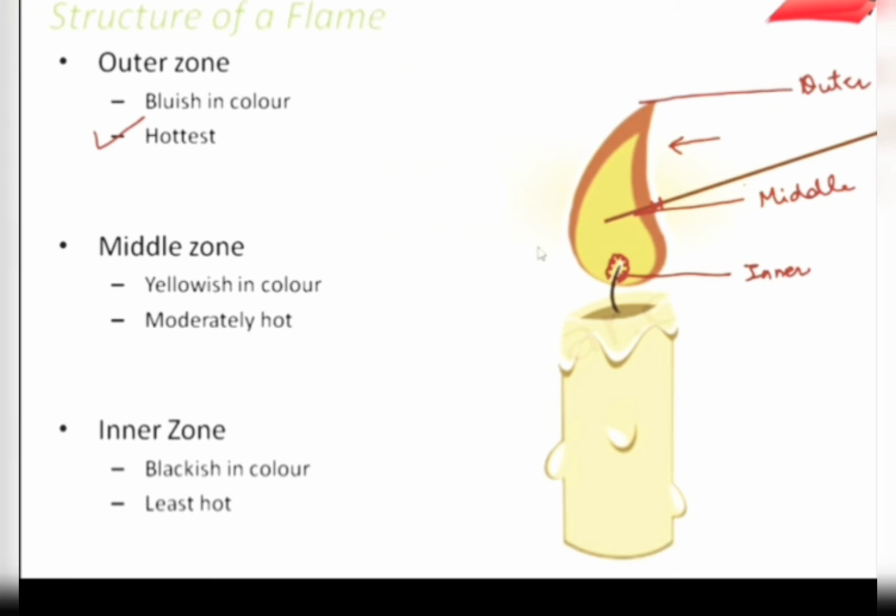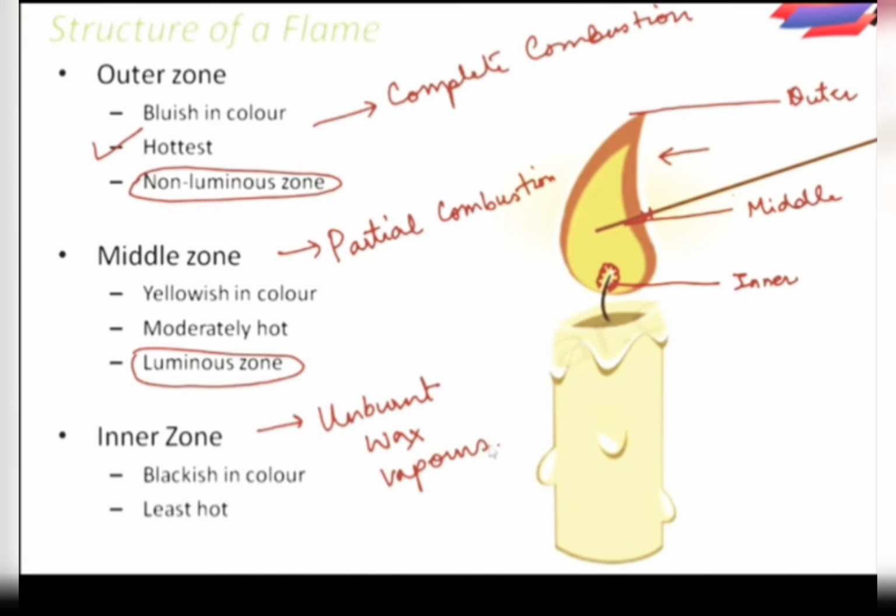Now, if you look at the three zones of the flame, you will find that the outer zone is bluish in color. But yes, if you look from very far, the outer part is not visible. If you look at it very closely, you can see the outline of the flame bluish or purplish in color. The middle zone is the most visible zone. That is the luminous zone, which is yellowish in color, and the inner zone is blackish in color.